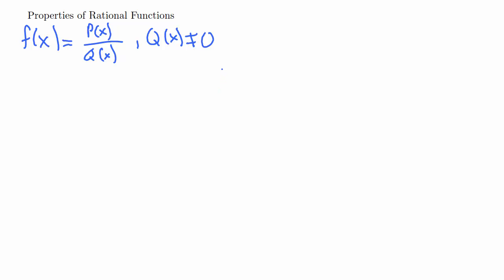Hello. In this example, we want to talk about the properties of rational functions. Now, when we say a rational function, we're talking about a function that can be written in the form of p of x divided by q of x, where p and q are polynomial functions with the caveat that q of x is not equal to 0. The reason we say this is obvious: if you divide by 0, you get an undefined value.